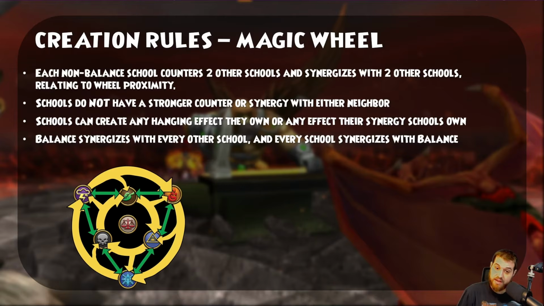Then we have balance. Balance synergizes with every other school, and every school synergizes with balance. The way that it does it is a bit different. Balance synergizes with everybody because it's able to create all of the hanging effects. And then every school synergizes with balance because if, say, a myth is trying to do some sort of trap strategy, balance could work for that because they have some trap tools, because they have some of everything.